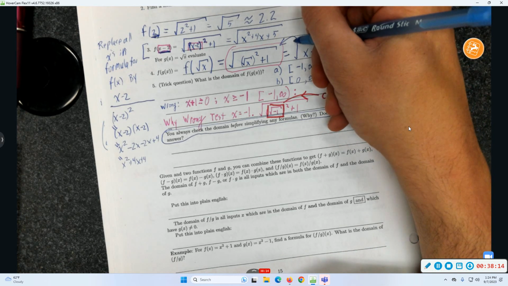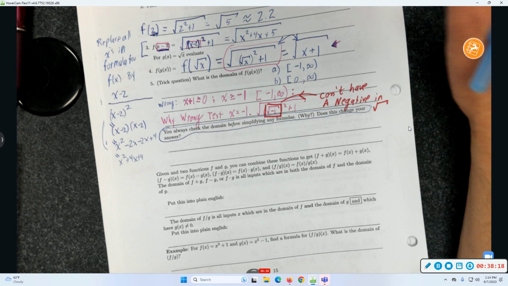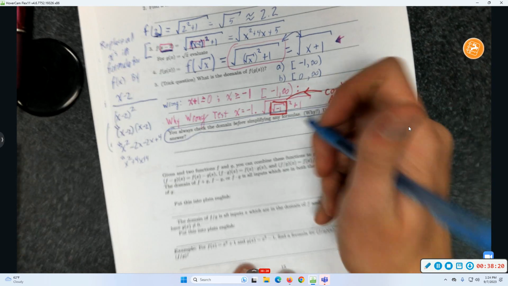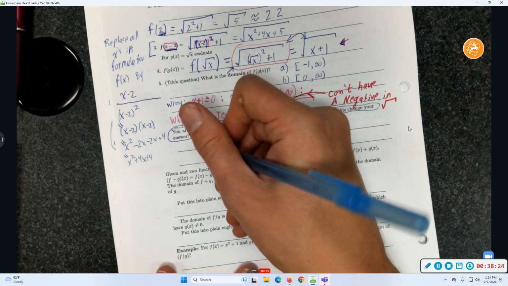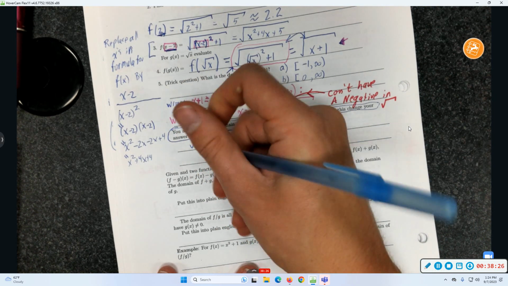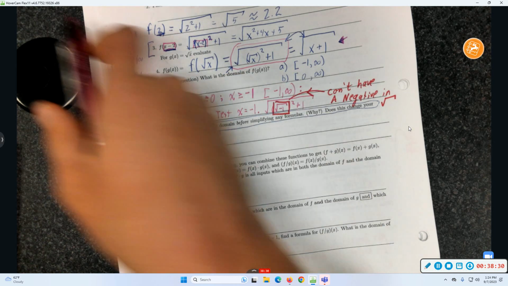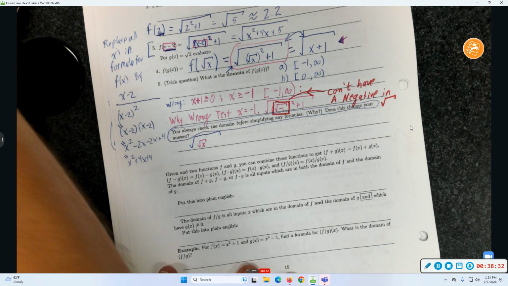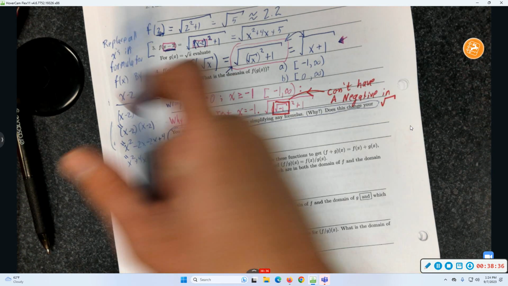So these two look like they're the same function. They kind of are, but they have different domains. You always check the domain before simplifying. So let's get the actual right domain. Let's look at the square root of x. Then that gets squared, and then you add 1 to it.